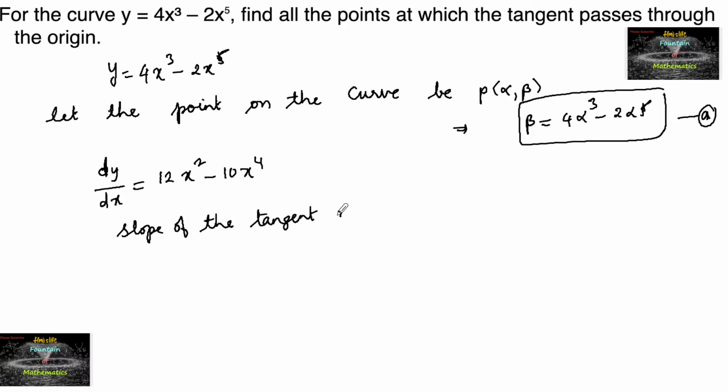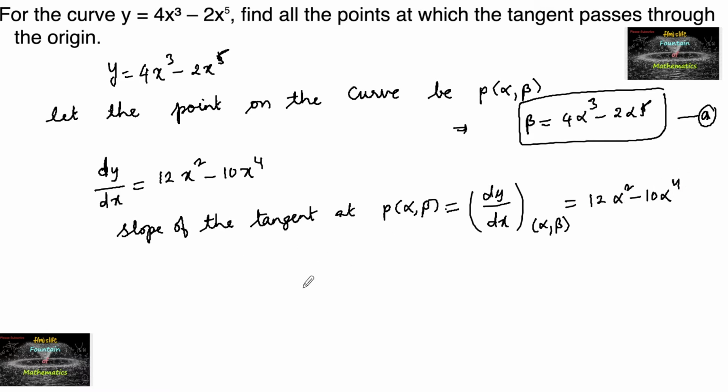and the slope of the tangent at the point P(alpha, beta) is given by dy/dx at the point (alpha, beta), which equals 12 alpha^2 minus 10 alpha^4. So this is the slope of the tangent. Now the equation of the tangent can be taken as passing through the point P(alpha, beta) and having the slope 12 alpha^2 minus 10 alpha^4.